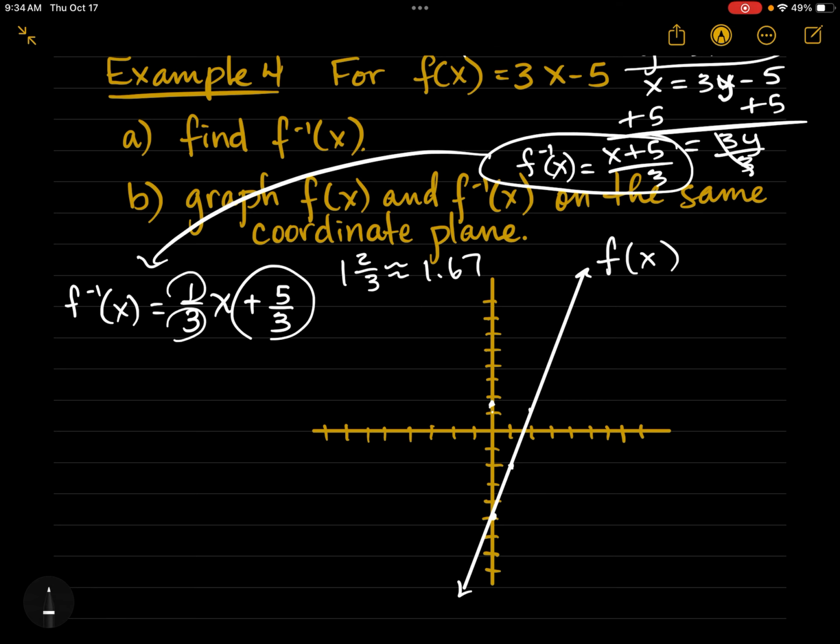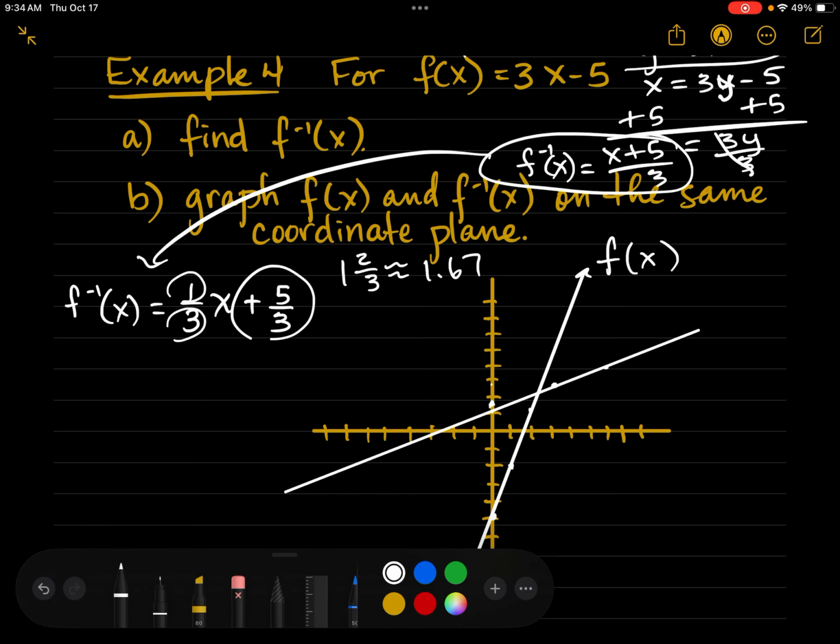And now my slope says go up 1 and run 3. Up 1 and run 3. Up 1, run 3. It's about like this. I missed my point a little bit. Let's try that again.